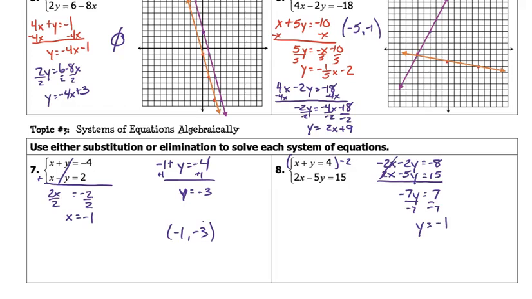So now I know y. If I know y, I can go find x. It does not matter which equation you use, but I'm going to use the easiest one. I think that x plus y equals 4 is the easiest. I'm going to say, well, that means x plus negative 1, or x minus 1, equals 4. I'm going to, of course, add 1 to both sides, and that means that x equals 5. So my solution set here is x is 5, y is negative 1. Okay, let's flip the page and take a look at another one.